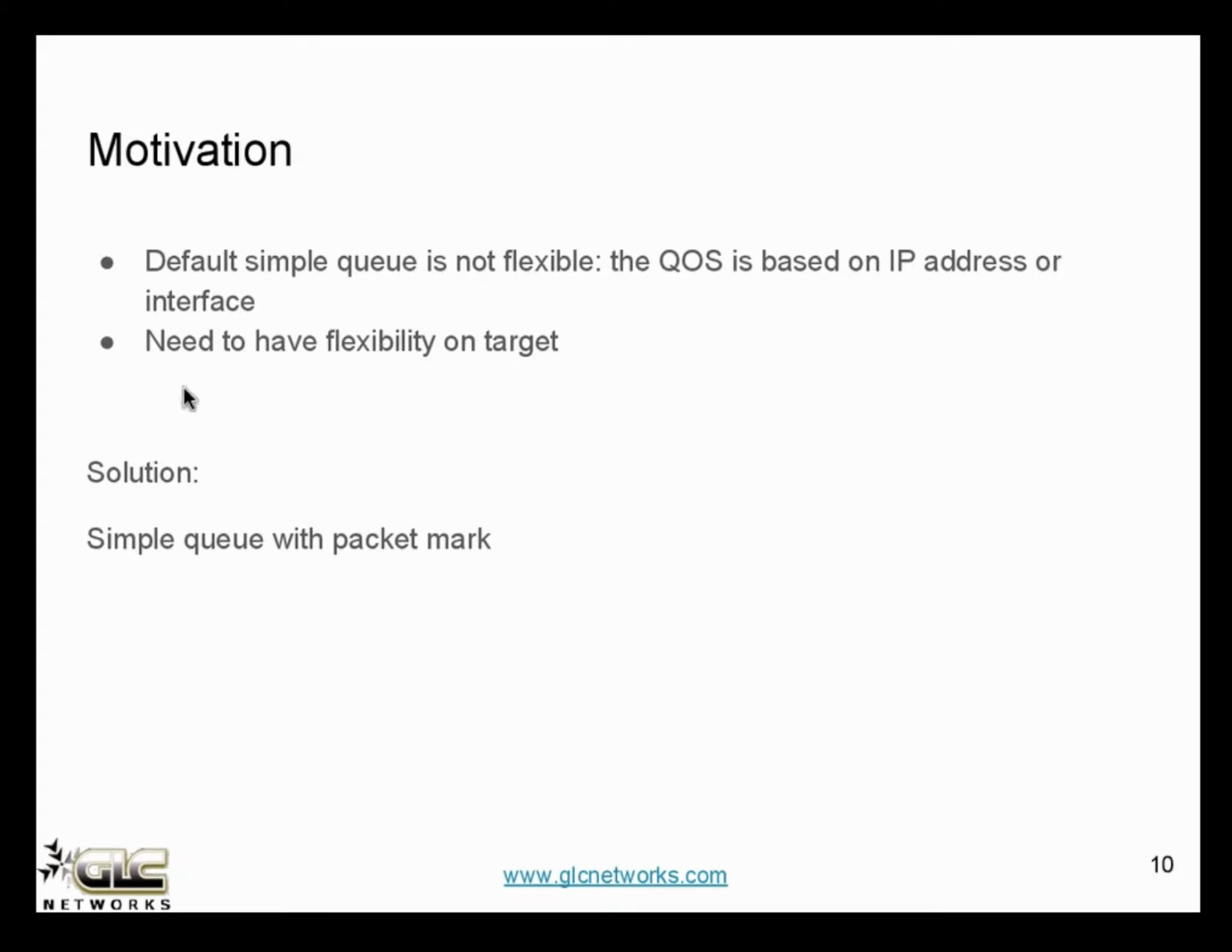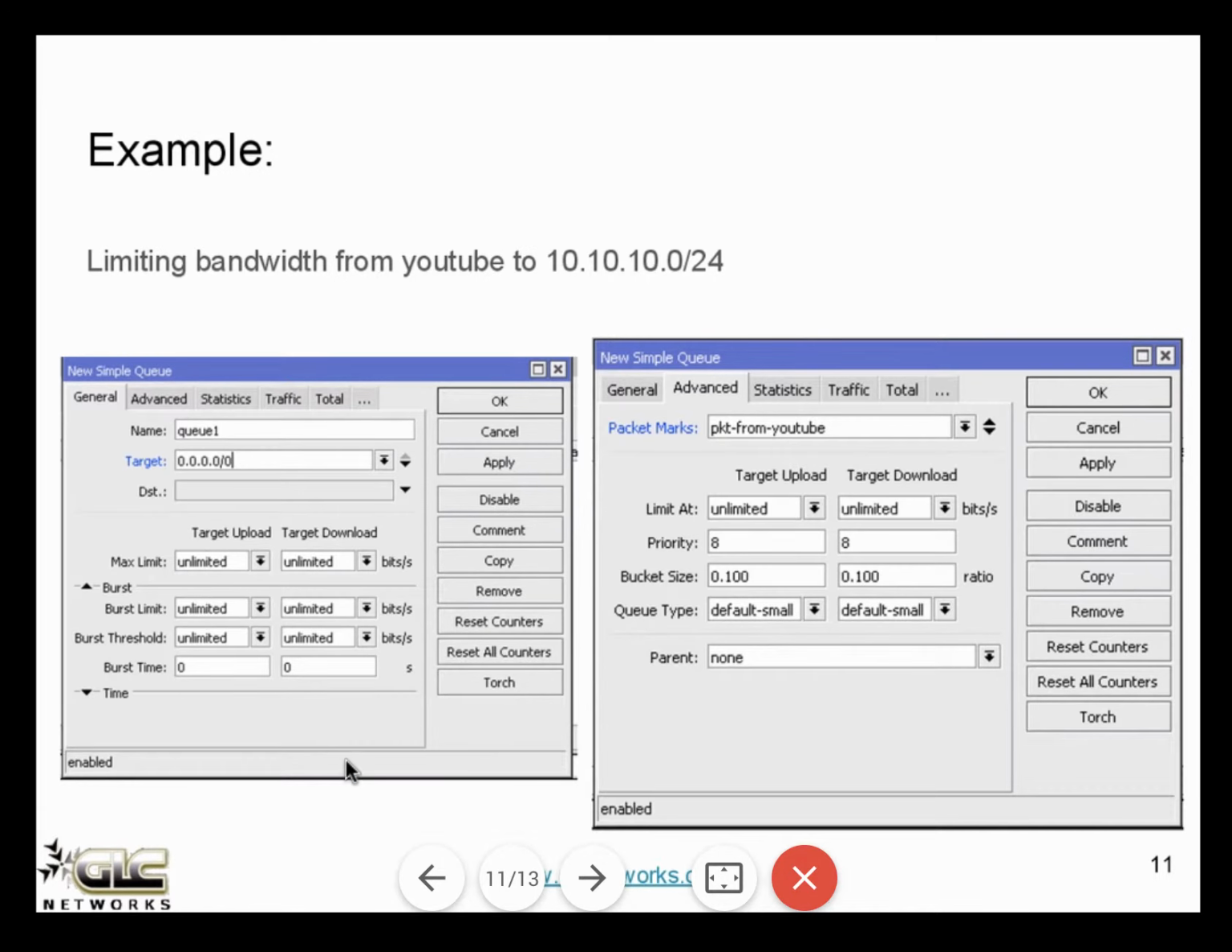So the solution to make the simple queue more flexible is to set up a simple queue with packet mark. First we do marking. For this one, you need to take a look at the previous webinar on how the firewall mangle works. Next, you need to understand how a simple queue is done. A simple queue takes only a few clicks and should be very easy.